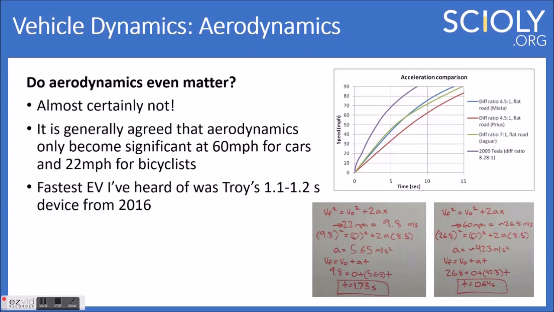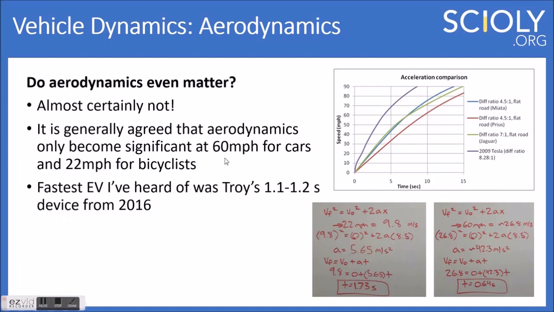cars are typically said to have significant aerodynamics at 60 miles per hour. And bicyclists claim that 22 miles per hour is when they start to see the contributions of aerodynamics. Using these two different calculations, if we're talking about 22 miles per hour as the benchmark, your half a meter to 8.5 meter time needs to be about 1.73 seconds before it'll actually become influential. Whereas if we're talking about a car, it looks to be more about 0.64 seconds.